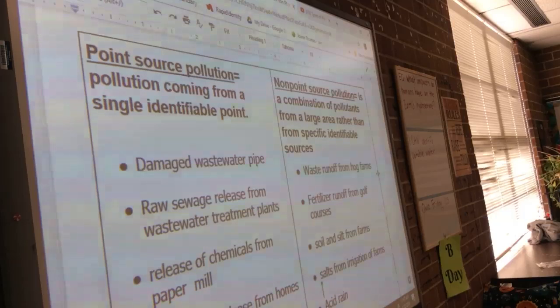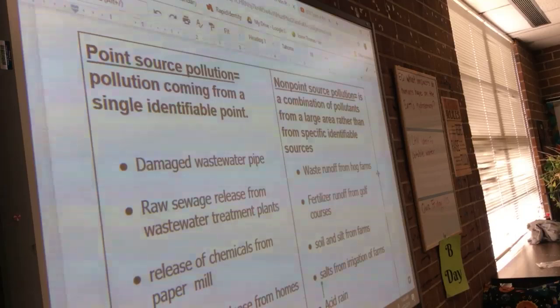So a damaged pipe. You can go, yep, there's that pipe right there causing the pollution. So that's point source. Raw sewage from water treatment plants: you can go to the water treatment plant and go, yep, that treatment plant right there is doing it. You can see the source in which it's flowing into the water. Release of chemicals from a paper mill: you can go to the paper mill and see where the chemicals are dumping out. Yep, right there. Point source.